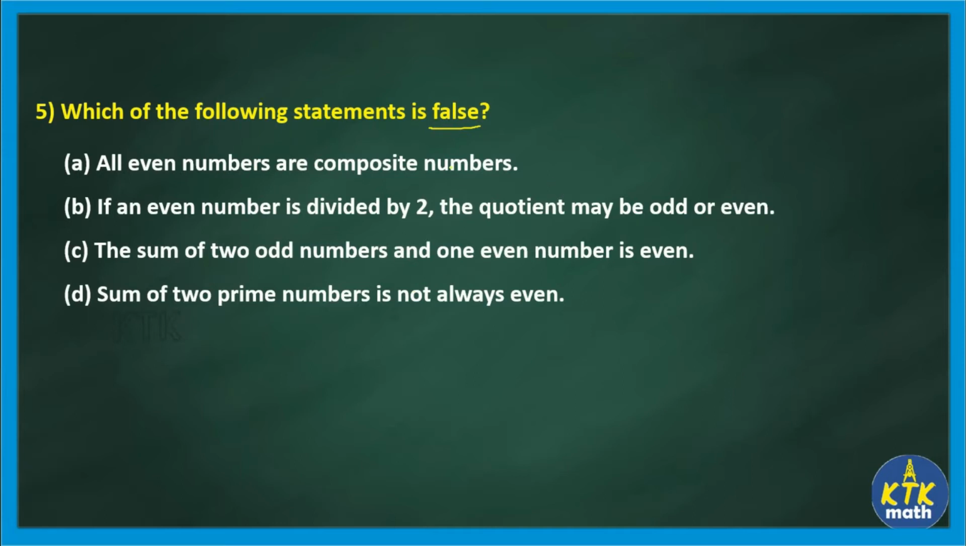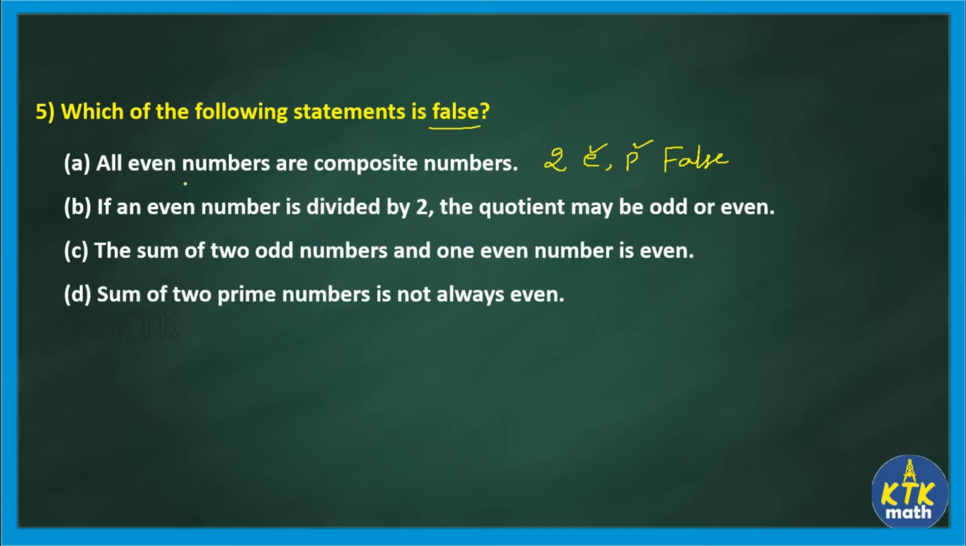All even numbers are composite numbers. Not so, because you can have 2. 2 is an even number. At the same time it is a prime number. Okay, so the first statement itself you are getting false. But you need to keep the remaining points in your mind and try to prove them true for your understanding.